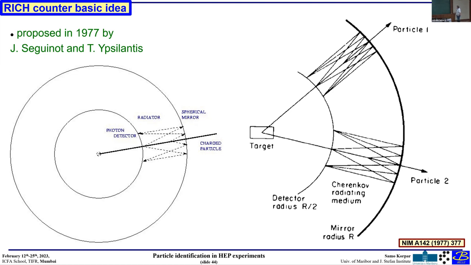And then if you put your detector here, you will get a circular ring of Cherenkov photons produced by this particle. So this is the basic idea. If you have a faster particle, the angle will be larger and the ring will be larger. If you have a slower particle, the angle will be smaller and the size of the ring will be smaller. So that's the basic idea.